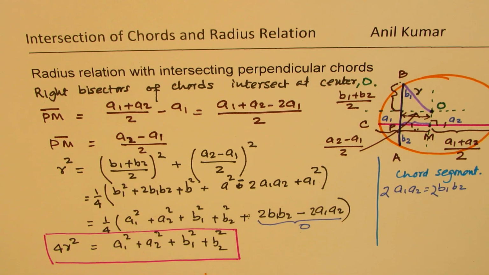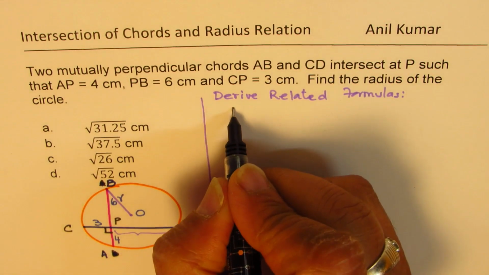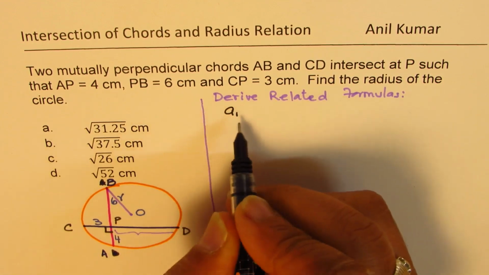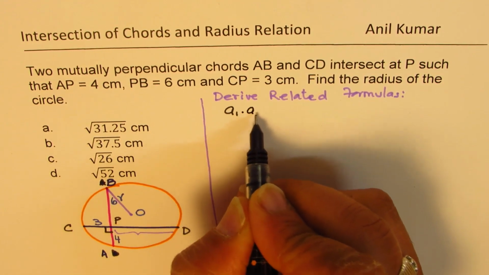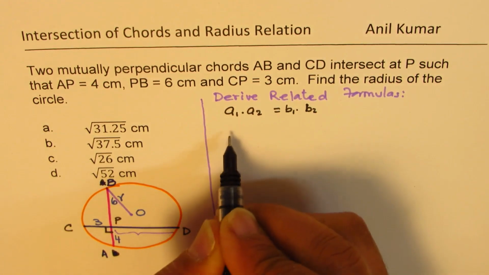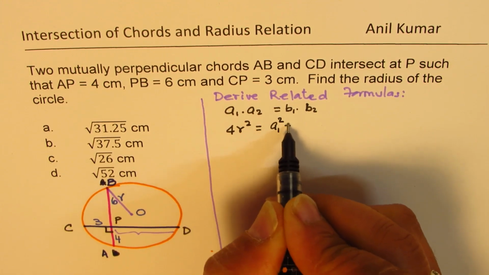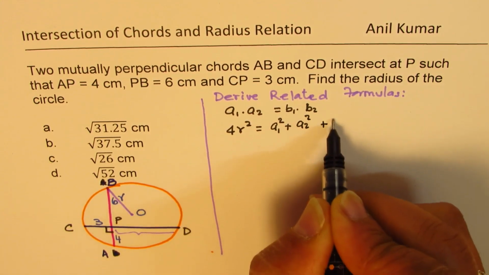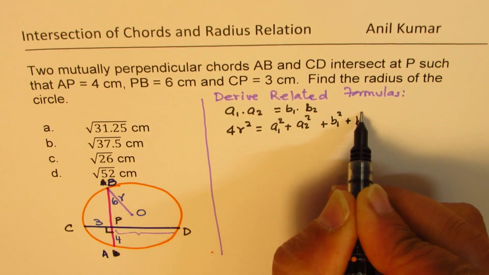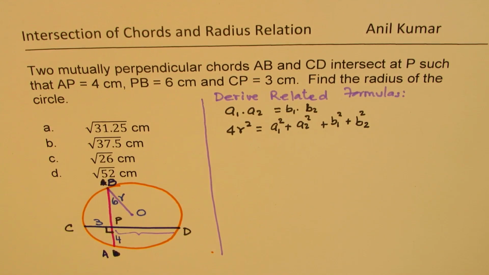Correct? Now let's really solve our question. Clear? So basically we derived 2 formulas. One was relating the chord segments, a1 a2 equals b1 b2, correct? Second, we said 4 times r square is equal to a1 square plus a2 square plus b1 square plus b2 square. So you have to remember these formulas to solve any multiple choice questions based on this concept, right? Then it is very fast to do.